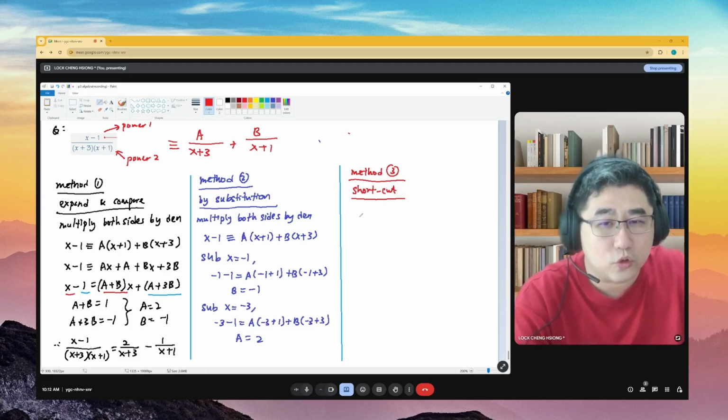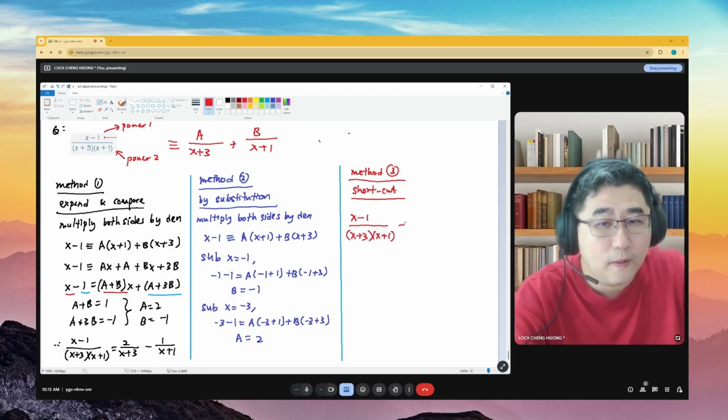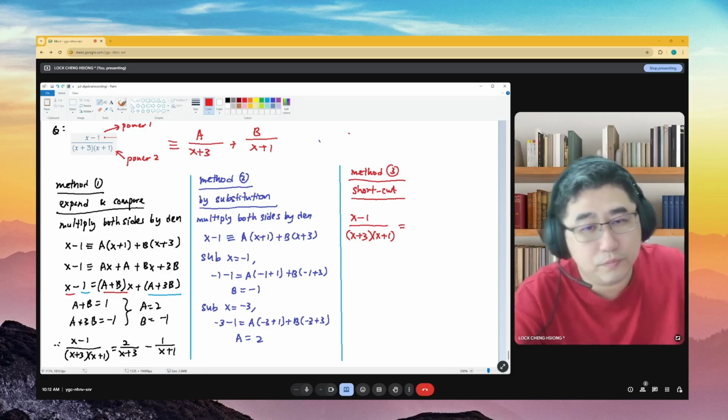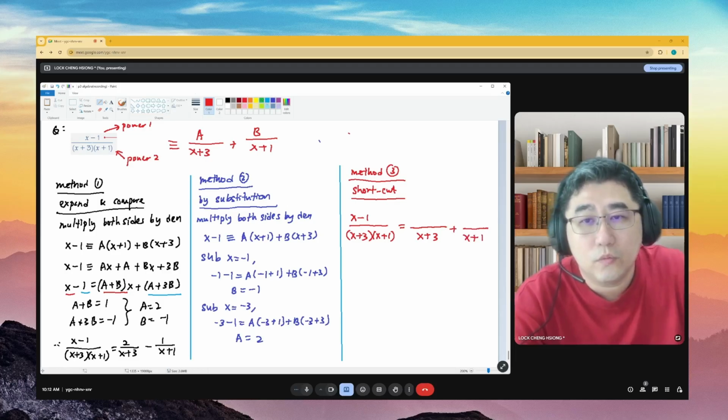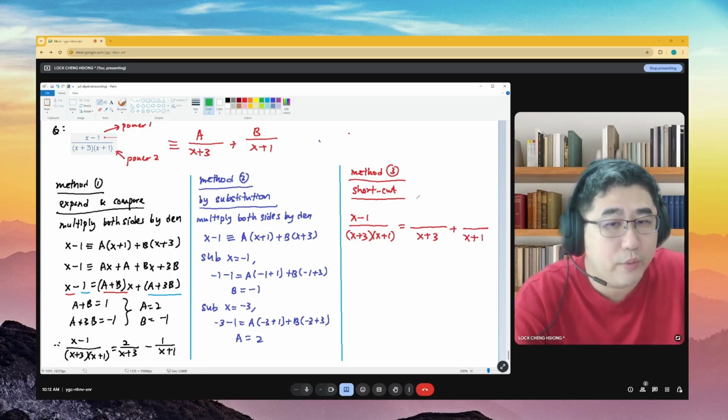How do we actually do this question? So x minus 1 over x plus 3, x plus 1, equal. I write the two denominators here at the bottom first. So what do I actually write above? For the first fraction, I write x plus 3. Over here on the left side, I use my finger to cover x plus 3. So you will see only x minus 1 and x plus 1, because my finger already covers x plus 3.